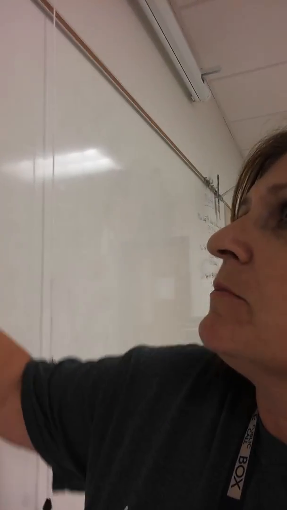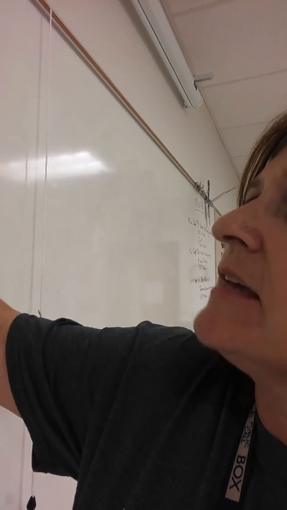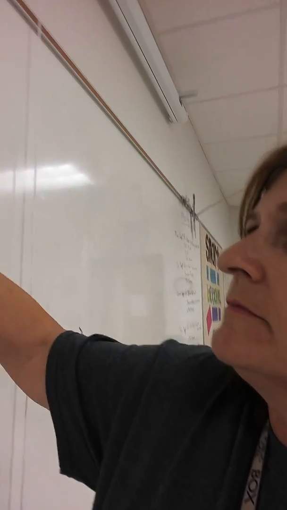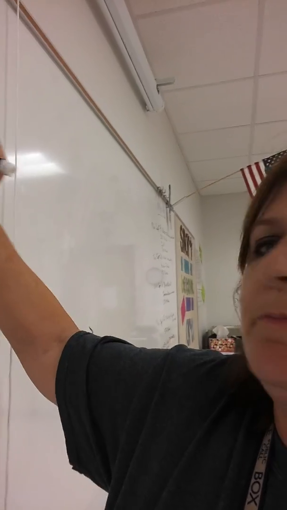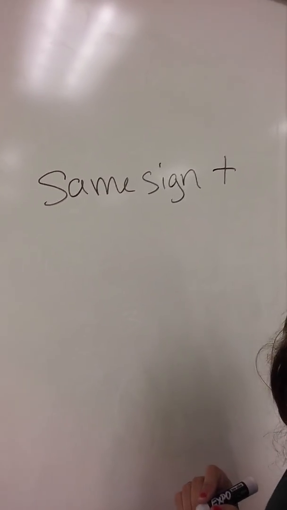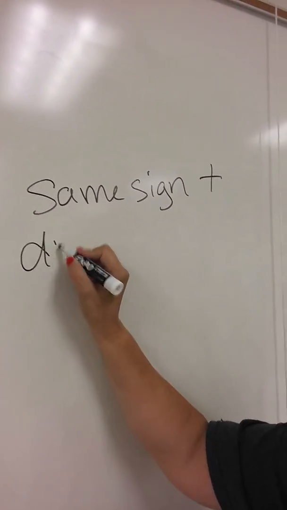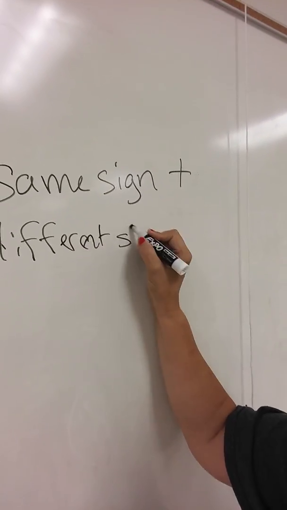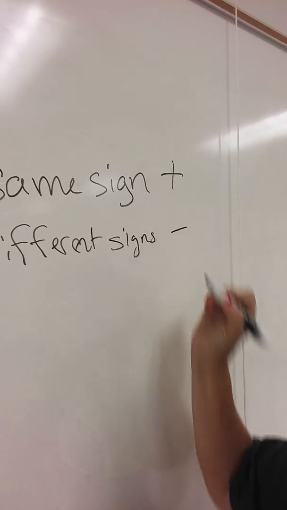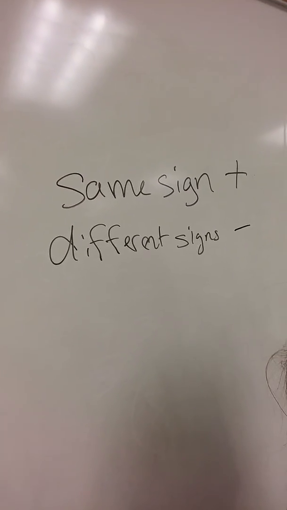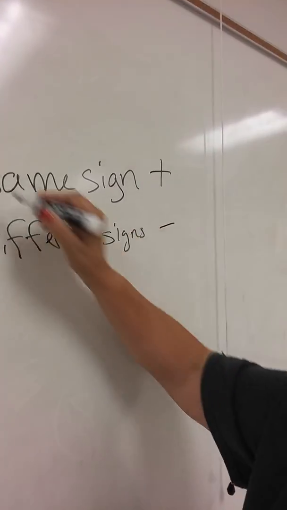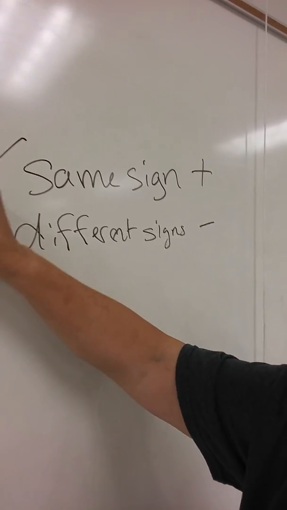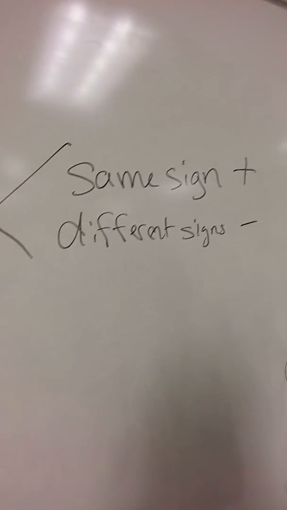I want you to remember on fractions, these are the things you need to know. On multiplying and dividing, same sign is a positive number. Write that down. Different signs are negative numbers. Same signs are positive, different signs are negative. This is when you are multiplying or dividing.